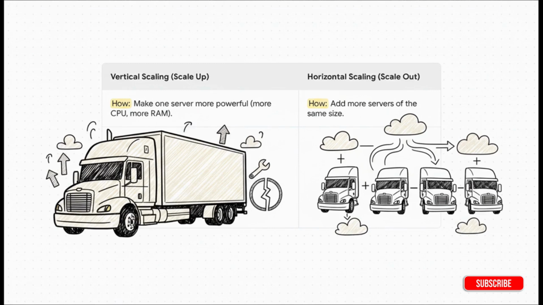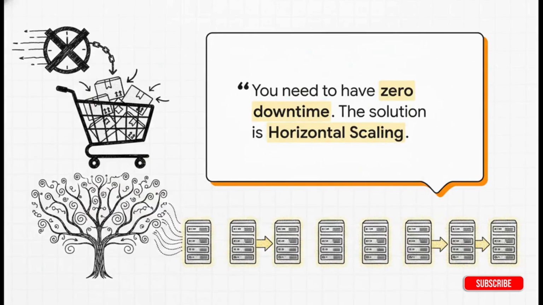And here's the real catch. Every time you upgrade, you have to take the whole operation offline. That's downtime, a big problem. Horizontal scaling, on the other hand, is like just adding more identical trucks to your fleet. It's a bit more complex to manage, yeah, but you can add or remove trucks whenever you need to without ever stopping the service.